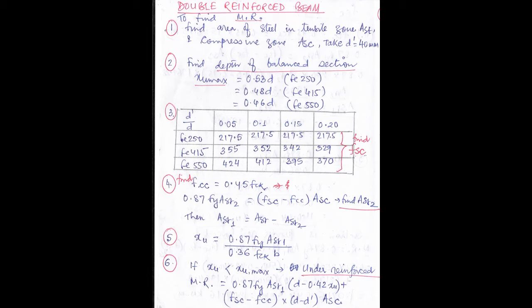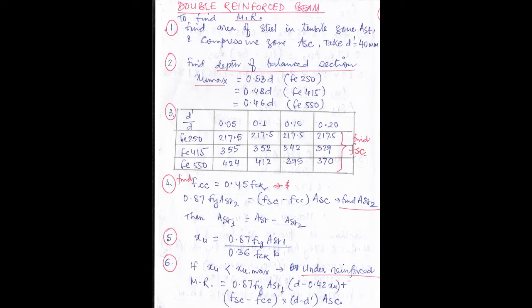First row understood? Second, third and fourth rows: please understand these are the values of fsc. What is fsc? fsc is the stress in the compressive steel, the stress in the compression zone steel. Now for Fe 250 the values are given row-wise, that is 217.5, whatever the ratio of d dash by d is; you can see that they are all the same.